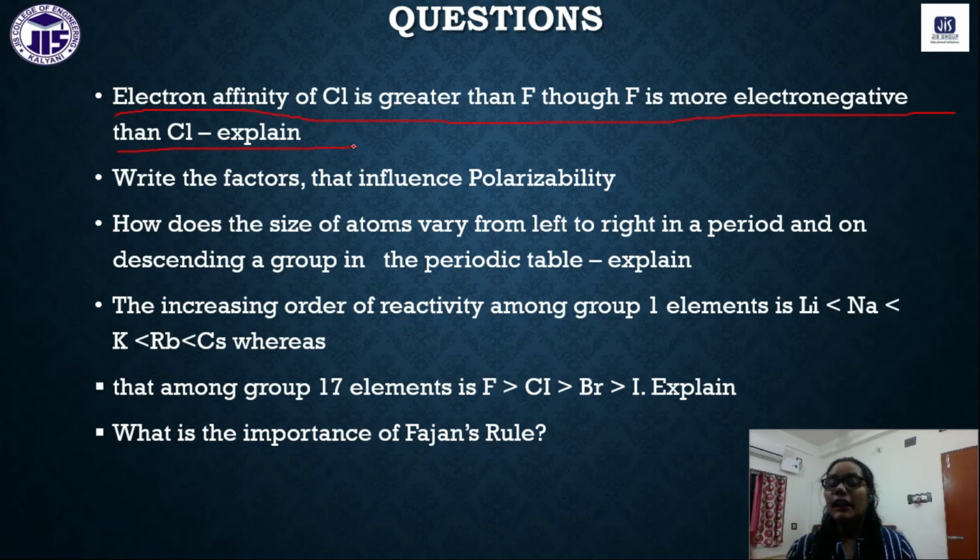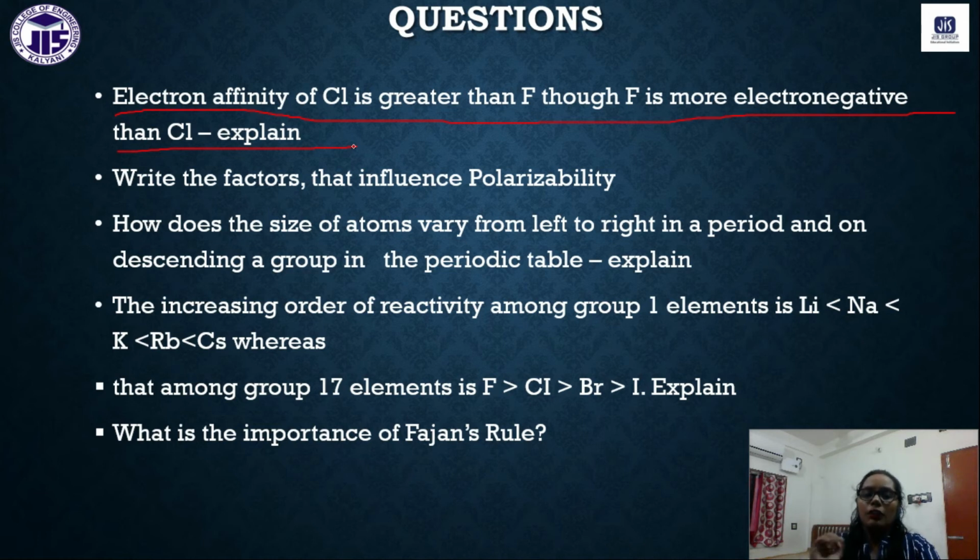The charge to mass ratio or the size of the fluorine is very small compared to the chlorine and the charge density is higher than the chlorine. So that is why, though fluorine is an electronegative atom and the electronegativity of fluorine is higher than the chlorine, still the electron affinity is higher for the chlorine, not for the fluorine.